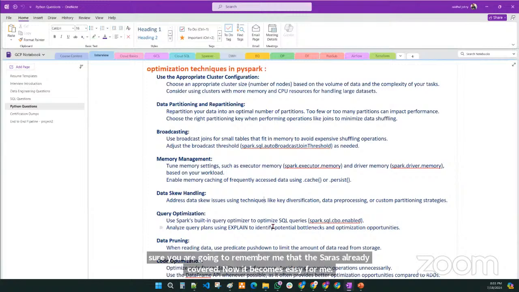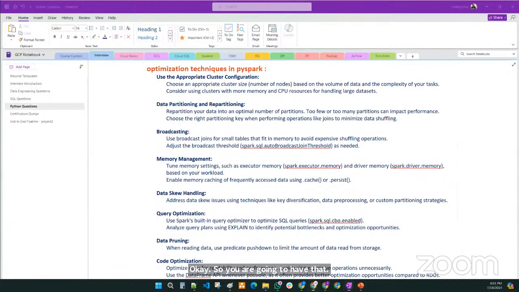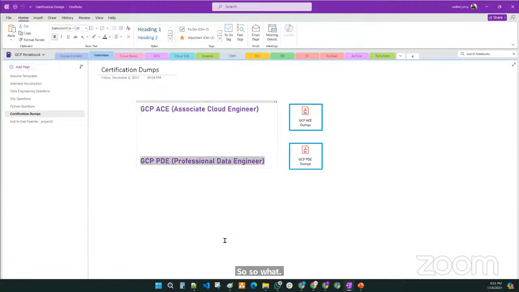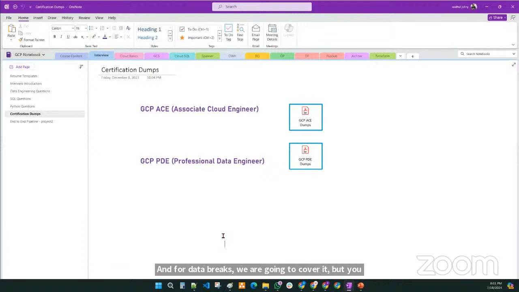Sir, for the certifications after the course, which certifications can we target, which will be covered by you? For example, there's a Databricks certification, there is a GCP certification, and there's the DP203 Azure Data Engineering certification. Correct. So for GCP, you can easily cover the ACE certification and PDB certification with this course. And for Databricks, we are going to cover it, but you need to focus on some machine learning concepts as well if you want to do the Databricks certification. Because we are not covering machine learning, but all other concepts we are covering.